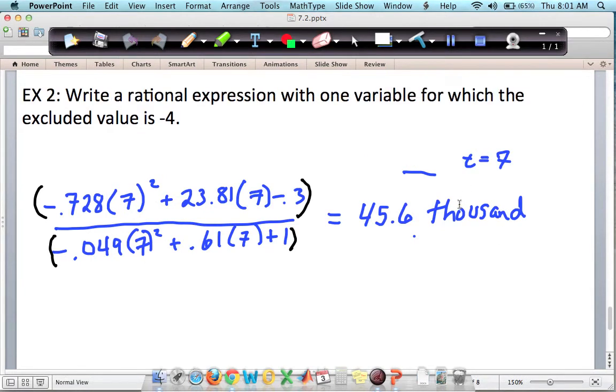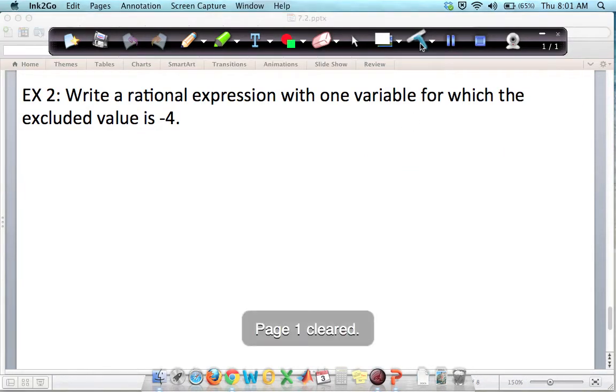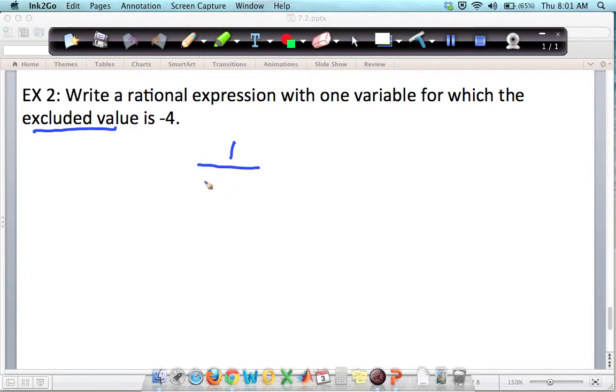Okay, and then the last example says write a rational expression with one variable for which the excluded value is -4. So excluded value, remember that means what makes the denominator 0, what makes the rational expression undefined. So you can write any rational expression. If I wanted to pick a really simple one, it would just be 1 over, and the excluded value needs to be -4, which means when I solve, I get x is -4. So that would be x plus 4. 1 over x plus 4. X cannot be -4 because -4 plus 4 would be 0. So that's just one of the simplest examples you could pick for that.